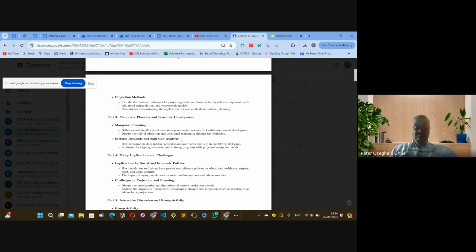In part 4, we'll be looking at policy implication and the challenges. First, we'll look at implication for social and economic policies. Already we've started talking about this. First, by not even knowing the size of our population. Also by looking at how rapidly the growth is occurring all over the world, Nigeria included. And the fact that we need to have policies in place that will help us both economically and socially. So we'll look at how population and labor force projection influence policies on education.